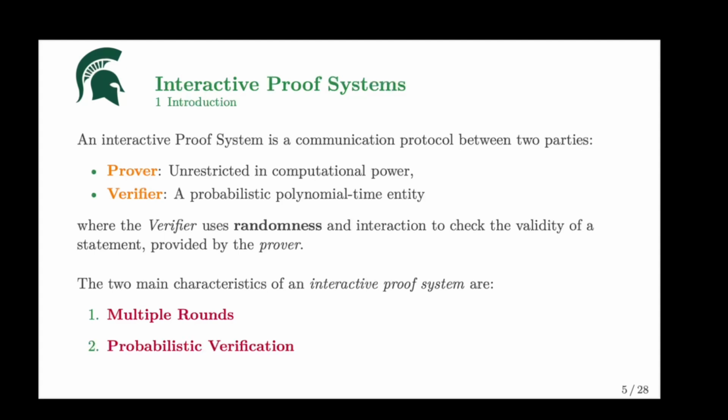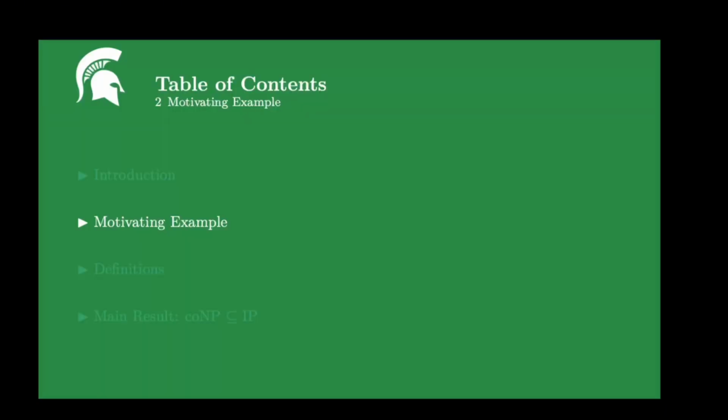Second, the verifier uses randomness to make decisions during the interaction. This means the verifier doesn't have to exhaustively check all possibilities. A valid statement will be accepted with high probability, while a false one will only pass with an extremely small probability. Now, to make the concept of an interactive proof system clear, we start with an example.